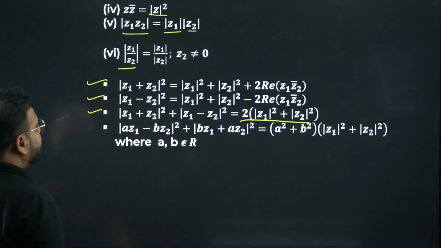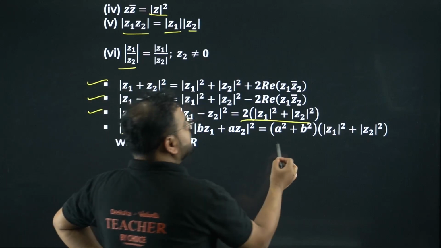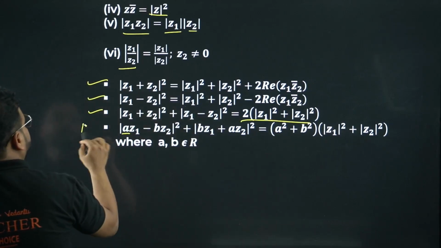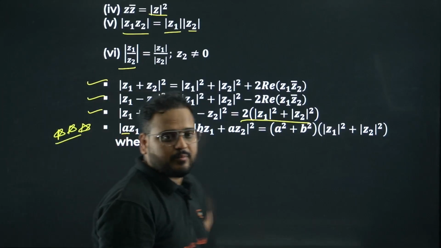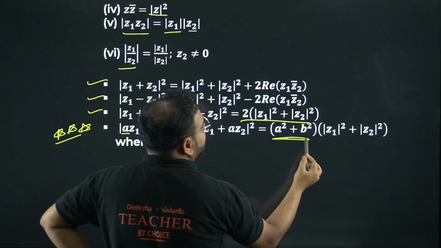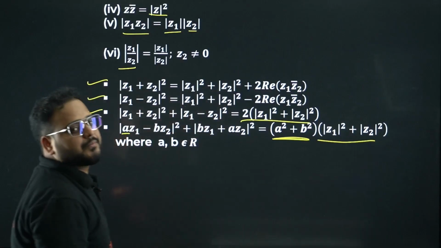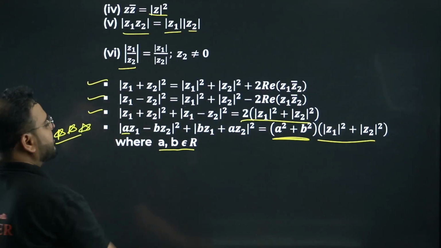If you have a constant over here, mod of a Z1 minus b Z2 the whole square, again you get this relation. This is also very important. Very important property. I've solved a question on this in one of my sessions. You simply take this coefficient outside, take the squares of that, and take the factorization like this. Remember these formulas, where a and b are real numbers, they're constants.